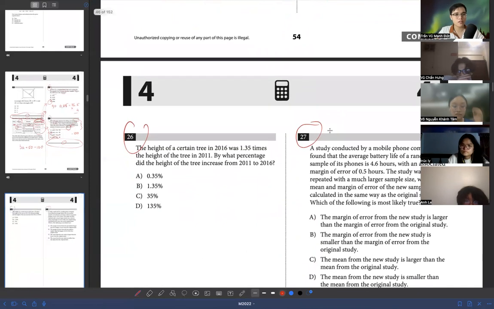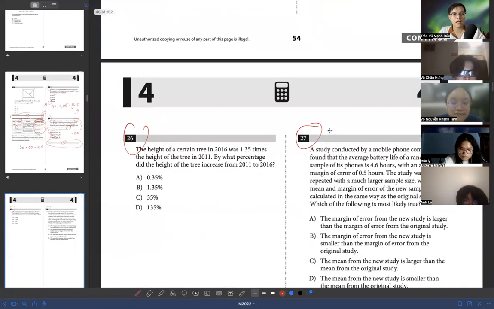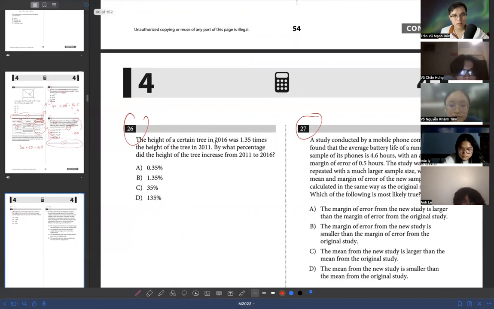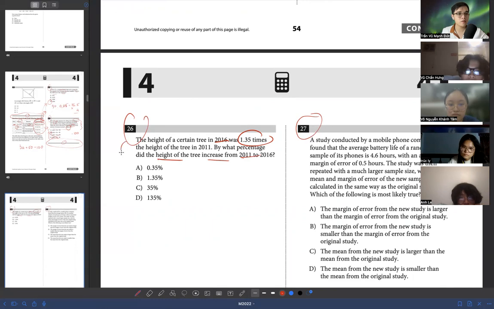So next one is 26. 26 is not really difficult. It's just tricky. It's very easy to get mistaken. The height of a certain tree in 2016 was 1.35 times the height of the tree in 2011. What percentage did the tree increase from 2011 to 2016? This is a very simple question, but don't get it wrong. All right, so it was 1.35 times. It means it increases by 35%.